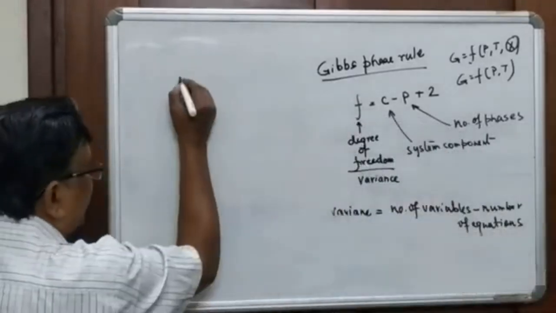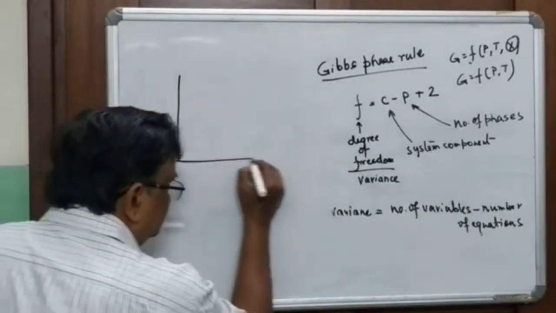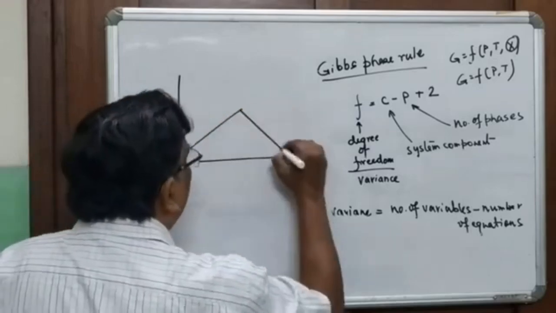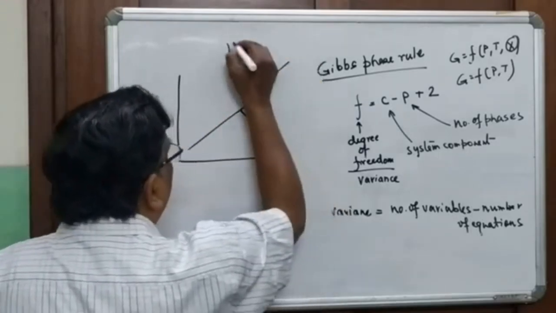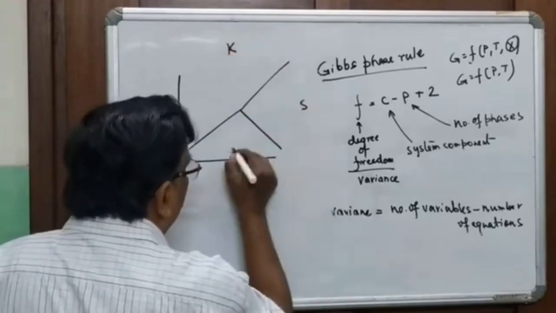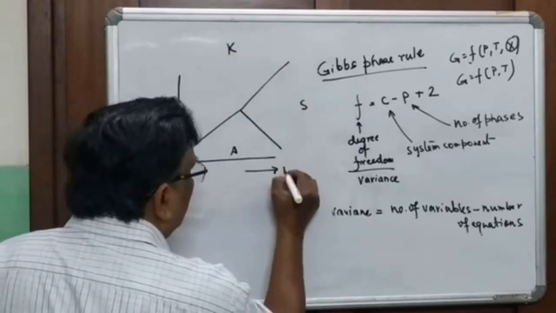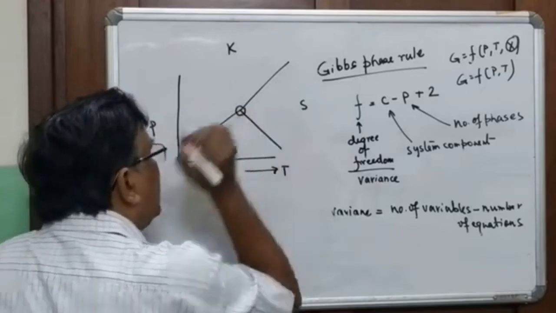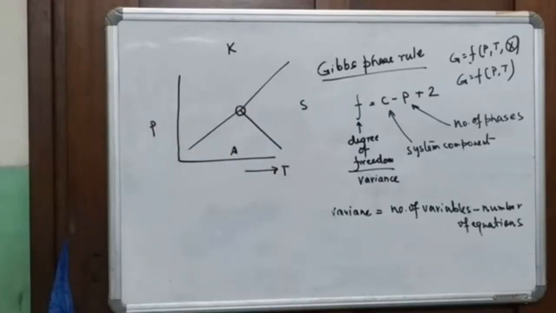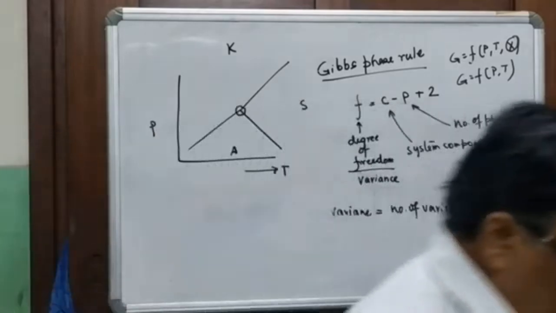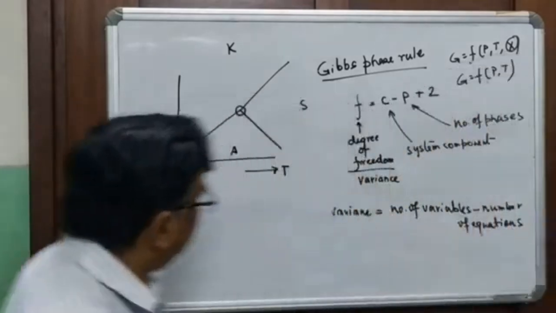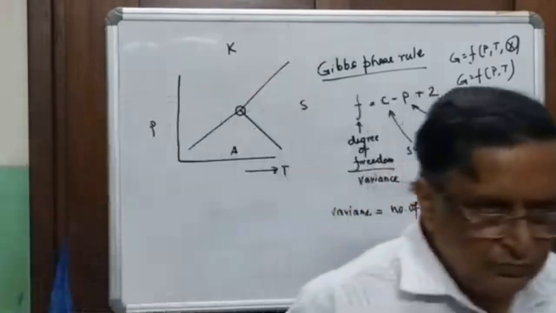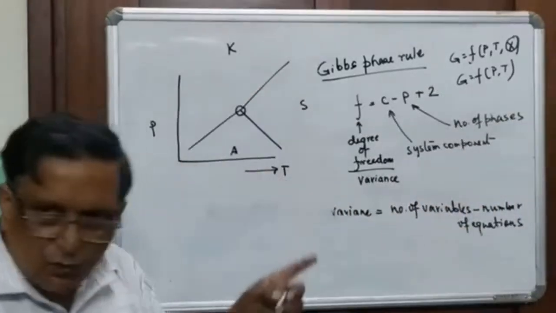I will draw this diagram again. We have been talking so far about the triple point. Let us shift to any of these lines. When I draw with the black pen, what does it mean?